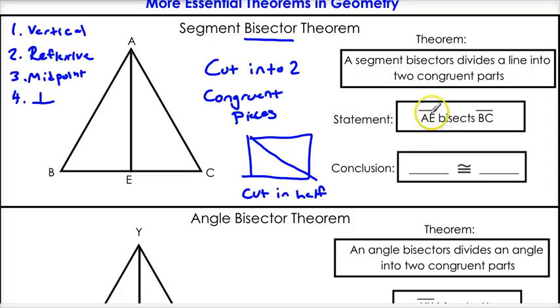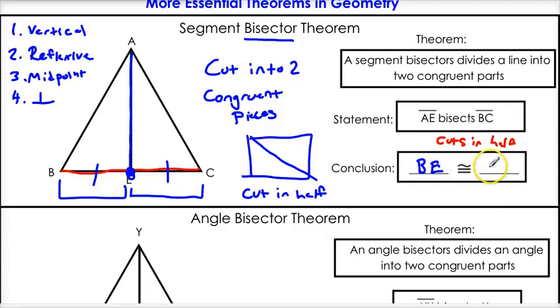Well, our statement here is AE bisects BC. So AE, which is this line right here, bisects BC. And what that is saying is AE cuts in half BC. So AE cuts BC in half, all right? Cuts in half. So if AE cuts BC in half, well then I know that it splits into two congruent parts. So E is our midpoint. It's basically the same thing as the midpoint theorem, right? Cuts it right in half. So our conclusion would be BE is congruent to EC.